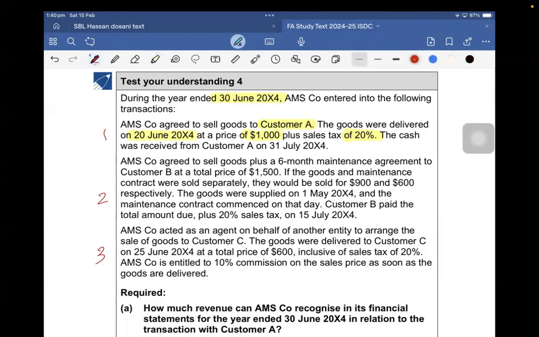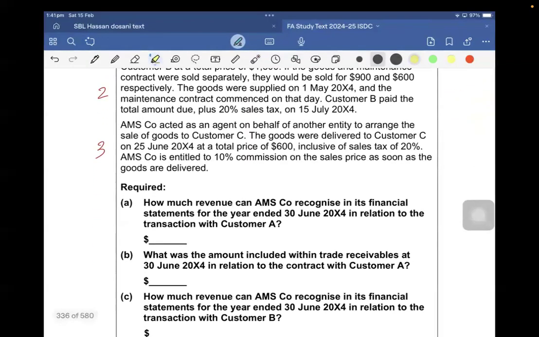Remember the equation? NSP is always 100. GSP minus sales tax becomes NSP. Remember that equation, we need it here. All right, let's see. The cash was received from the customer on 31st July 2004. So what is the requirement? How much revenue can AMS company recognize in its financial statements for the year ended 30th June 2004 in relation to the transaction with customer A?